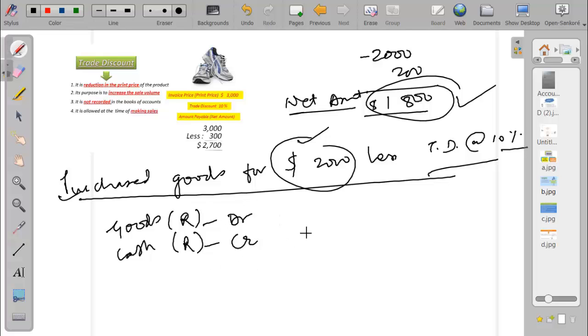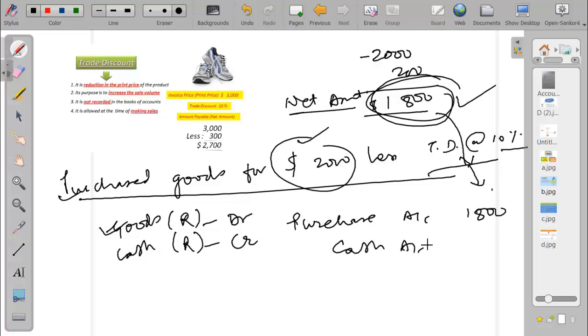This is the entry. So now which item are we to record first? Goods, because it is the debit item. But in place of goods we will write purchase account debit, and the entry we will pass with $1,800. Getting my point? This is the net amount. With this amount we will record this transaction. And cash account credit $1,800. So this is the entry. Now tell me, agree?